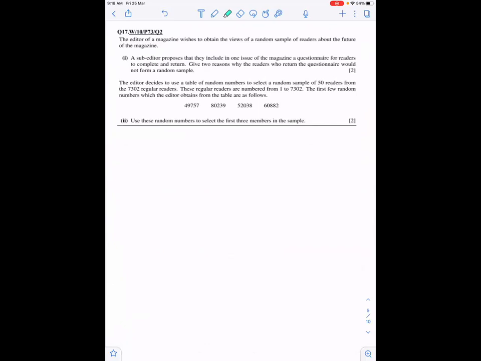It says the editor of a magazine wishes to obtain the views of a random sample of readers about the future of the magazine. A sub-editor proposes that they include in one issue of the magazine a questionnaire for readers to complete and return. Give 2 reasons why the readers who return the questionnaire would not form a random sample. Can you think of any reasons?